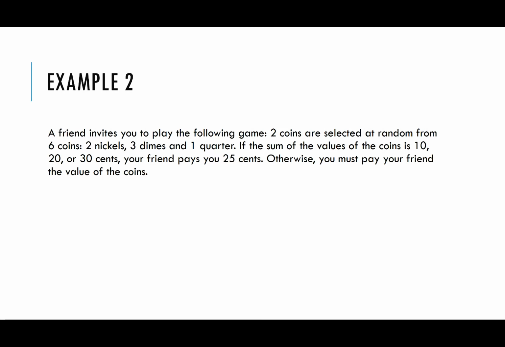So example 2: a friend invites you to play the following game. 2 coins are selected at random from 6 coins. So again, we're choosing here. Let's start by finding my total. There are 6 coins to choose from, and we're going to choose 2 of them. So the total number of ways will be 6 choose 2. Typing that in the calculator will tell us the total number of ways we can choose 2 coins out of 6. I'll get back to that in a second.